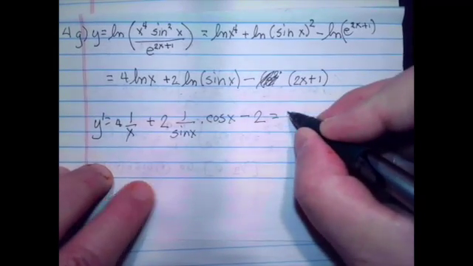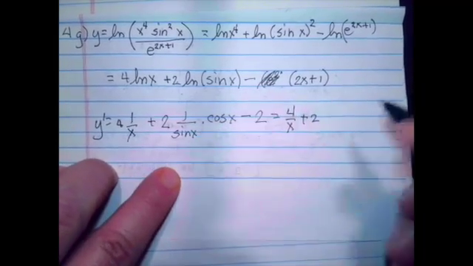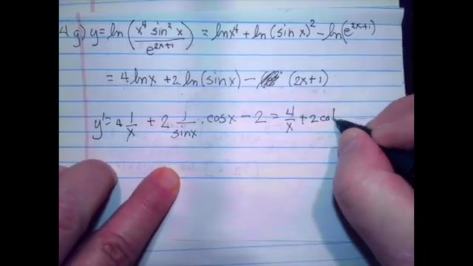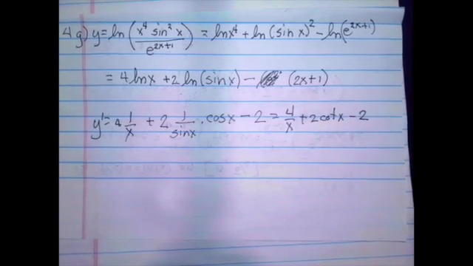So I'm going to rewrite this again as 4 over x plus 2 cosine x over sine x, which is cotangent x. And we're done.